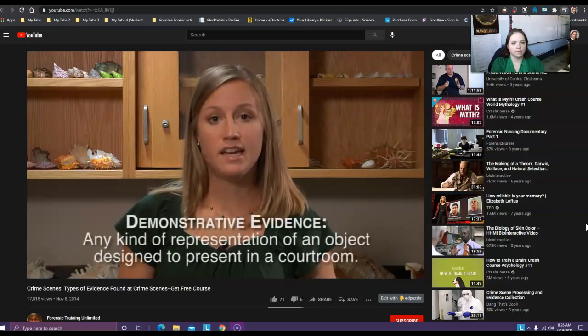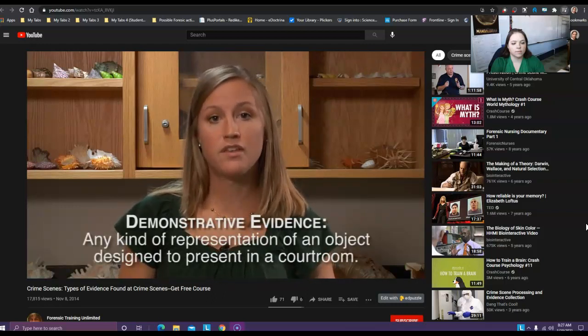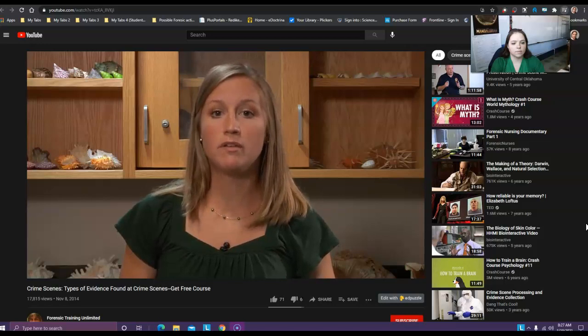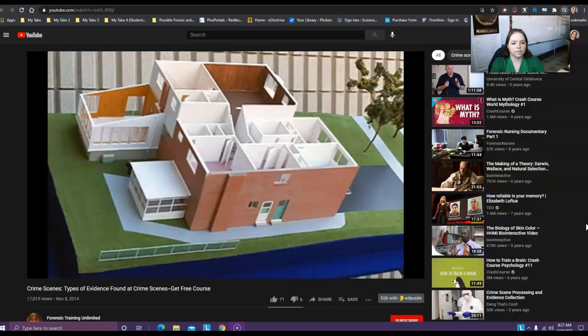Demonstrative evidence is any kind of representation of an object designed to present in the courtroom. In other words, things created for courtroom purposes after the event of a crime. Examples of this type of evidence would be photos, diagrams, x-rays, models, things like that.